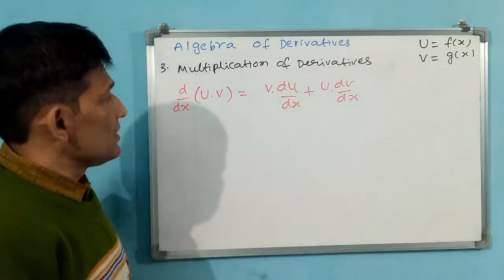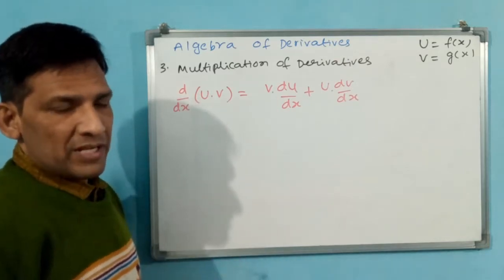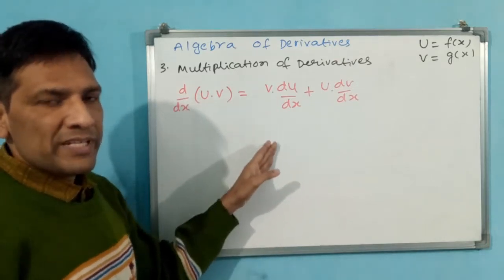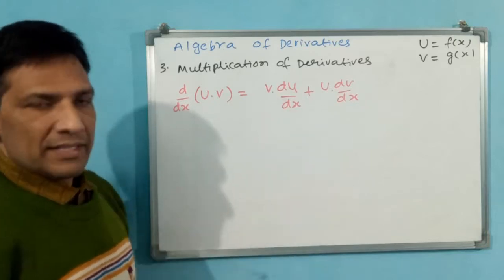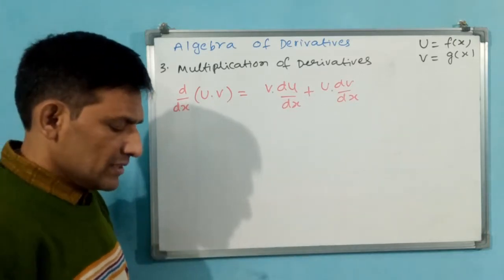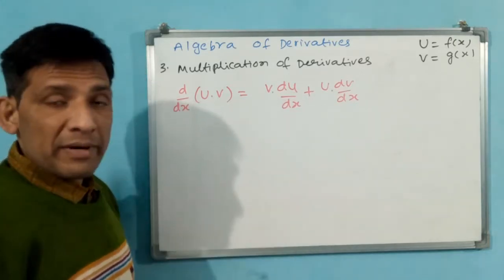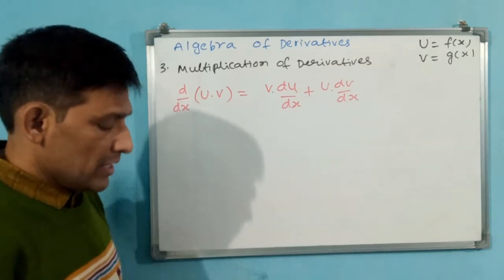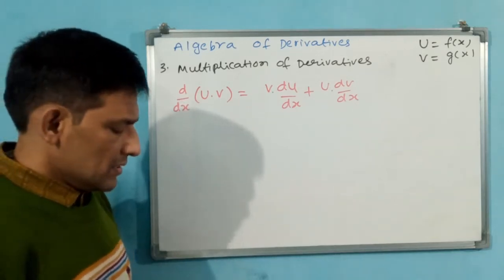Okay, see, this is multiplication: v du by dx plus u dv by dx. This is differentiation, the derivative of a multiplication. Okay. Now let us go for division.